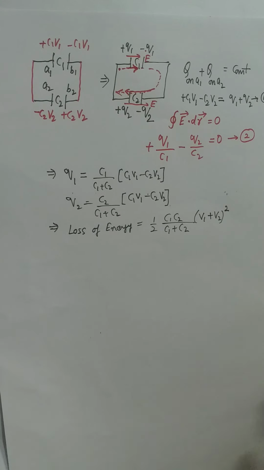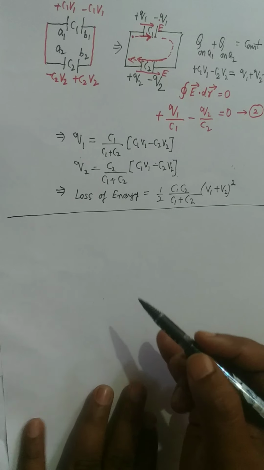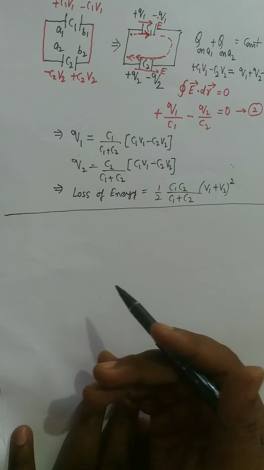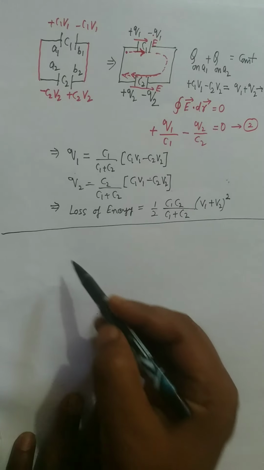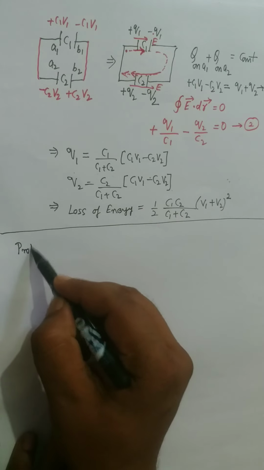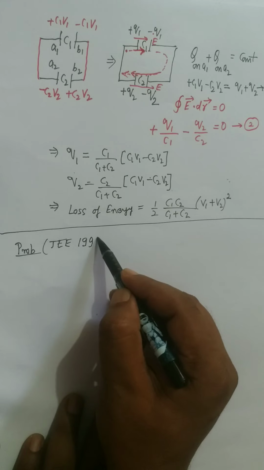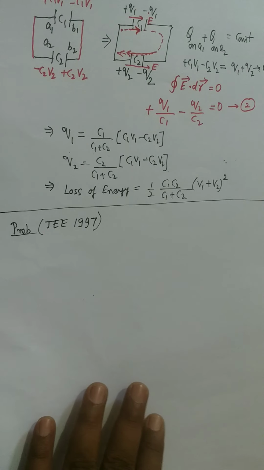Now, so this was the two capacitor problem. If you follow the same principles, conservation of charge and closed path integration E dot dr equals 0, then you can solve questions consisting of 3 capacitors, 4 capacitors and even more. So I will take one example of 3 capacitors, a problem from the JEE 1997 subjective questions. I am going to discuss a problem which was asked in JEE 1997.